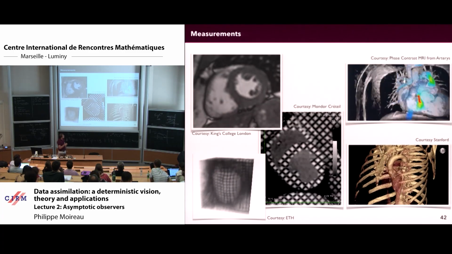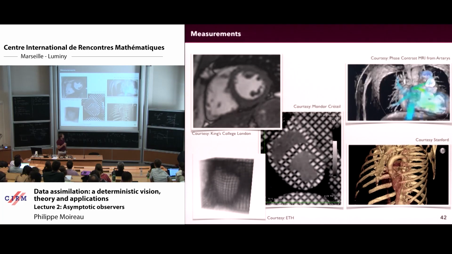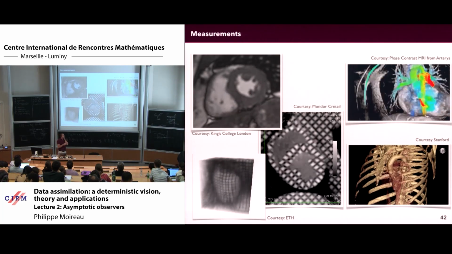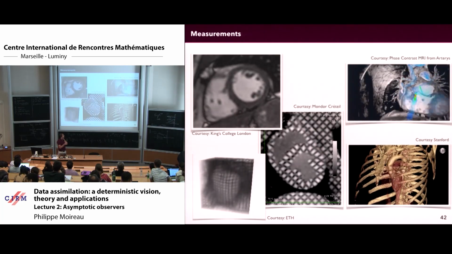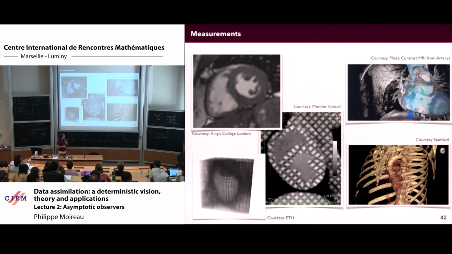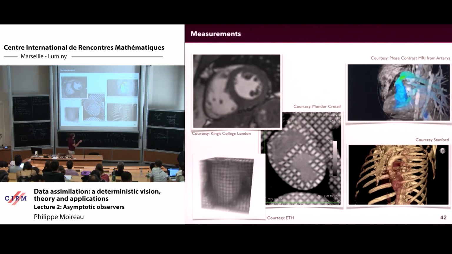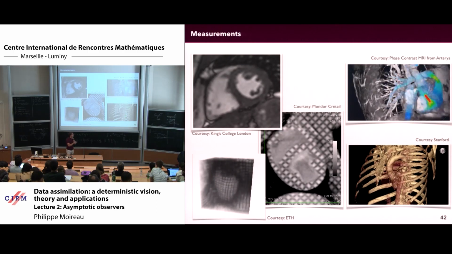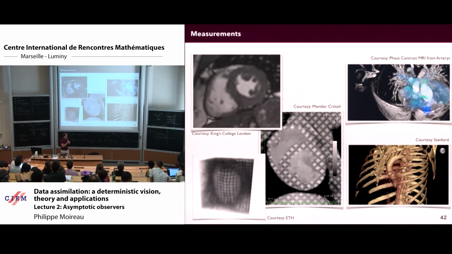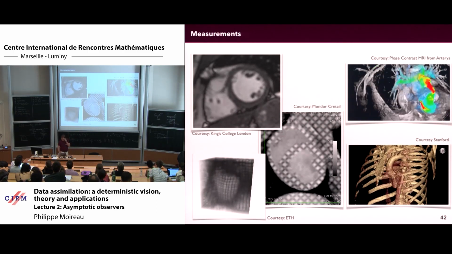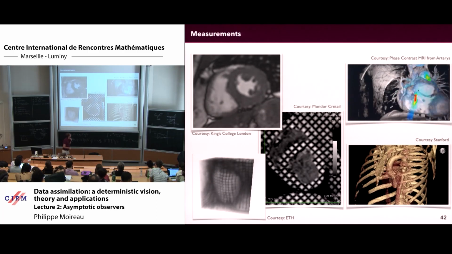Here, it's like what they call phase-contrast MRI, where they have this type of image where they try to measure flows. And okay, these are all MRI, but you can also do echography or CT. So this is a CT image of the aorta, which is moving.